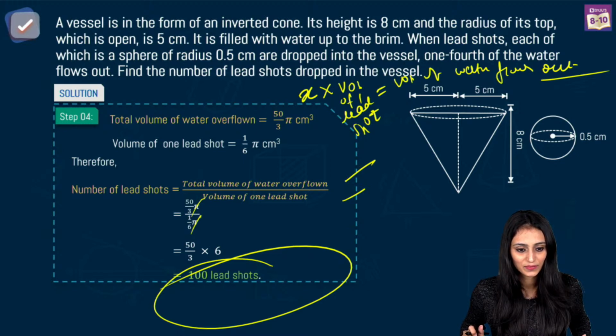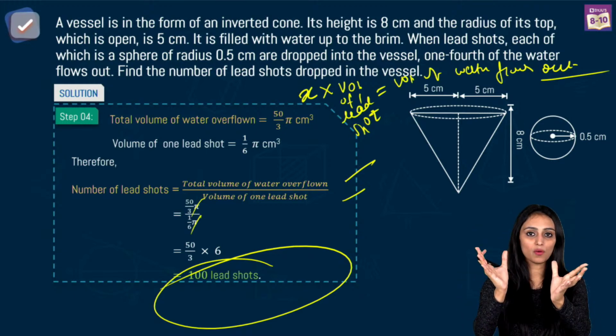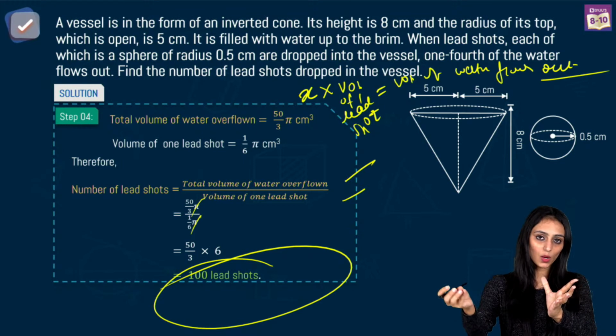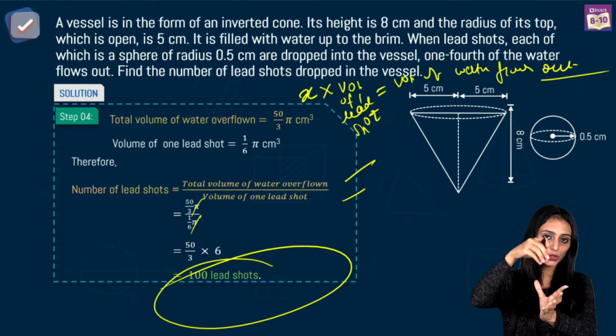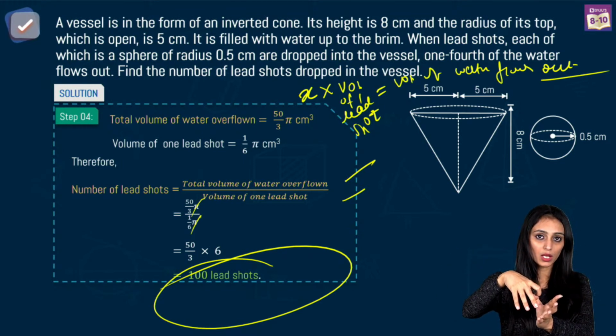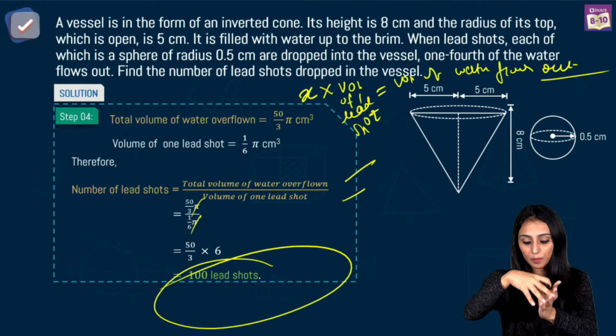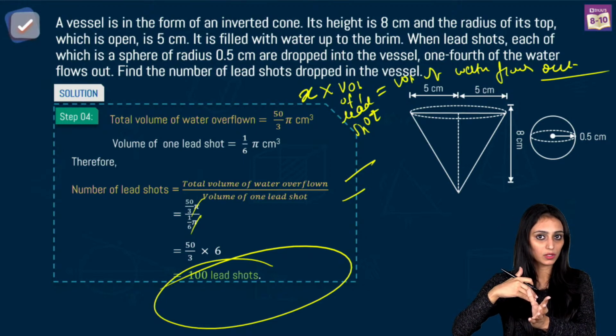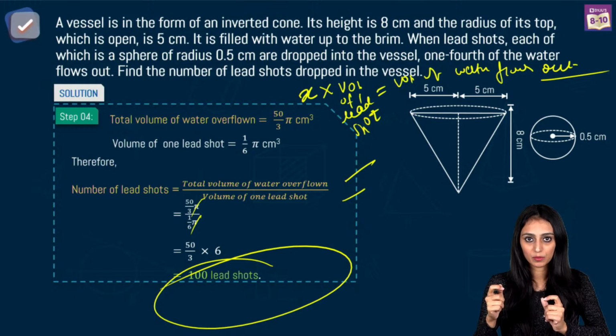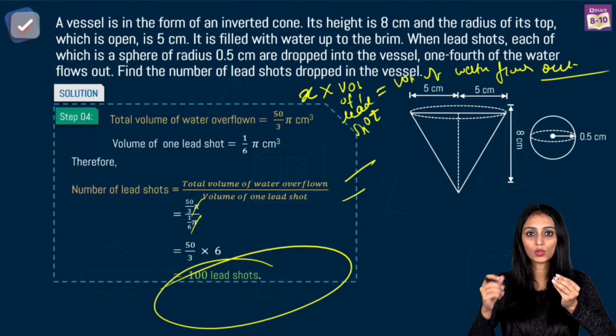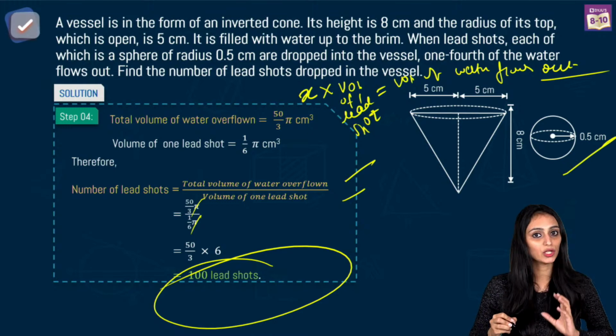Okay, so what we are doing is, we have a cone. It is filled with water up to the brim. Now we are putting some lead shots into it. When you drop the lead shots into the vessel, we don't know how many lead shots we have put, but 1/4 water flows out. So we know the Archimedes principle. The amount of water that will flow out will be equal to the volume of that particular object.